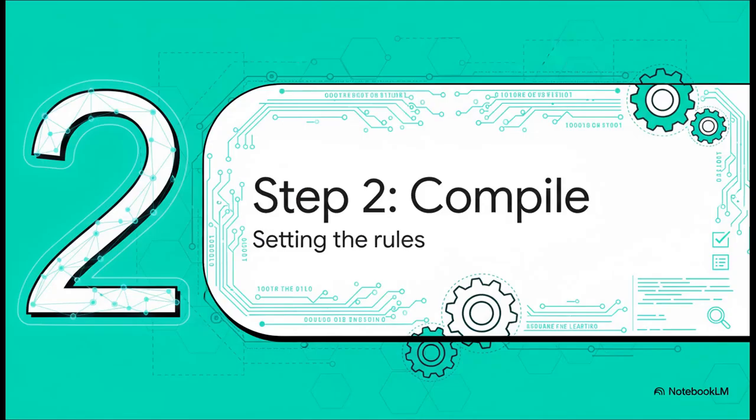Okay, so our skeleton is built. Awesome. Now it's time for step 2, setting the rules. See, a structure by itself is kind of useless without instructions. This is the part where we tell our model exactly how it's supposed to learn.